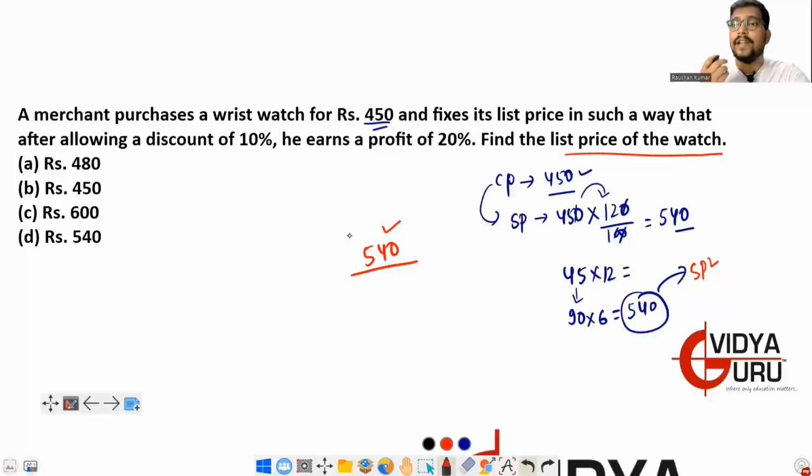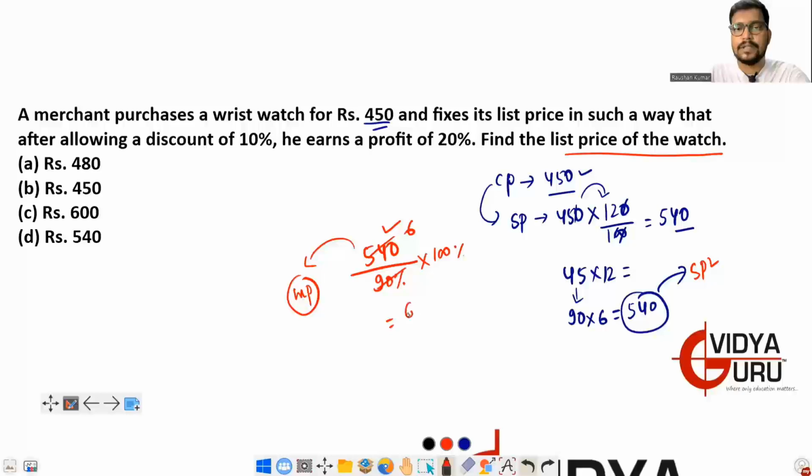So if you want to find the MP, we can say that 540 should be the value of 90%. If 540 is the value of 90%, and we want to find the value of 100%, if you solve it, we will get this part as what? This part will be the MP. So 540 upon 90 into 100 will be equal to 96.